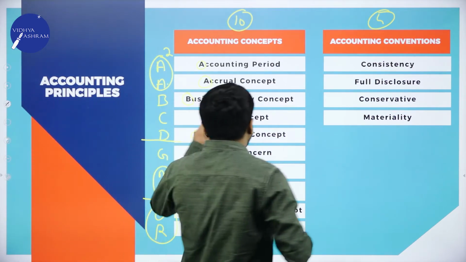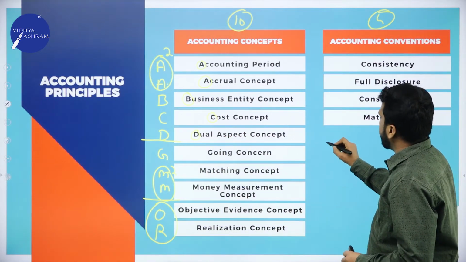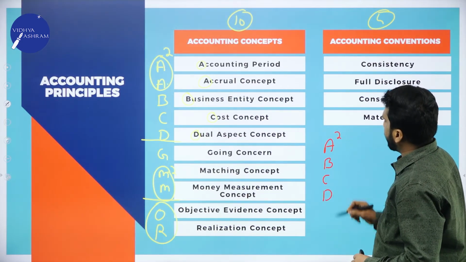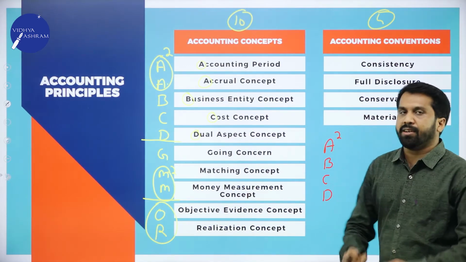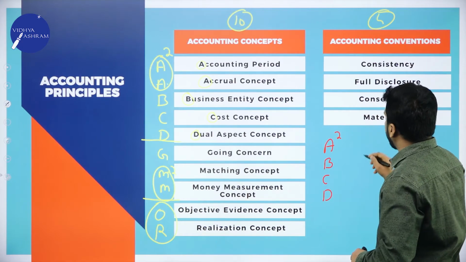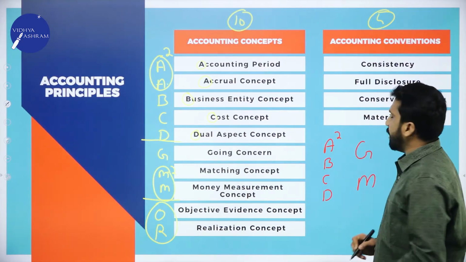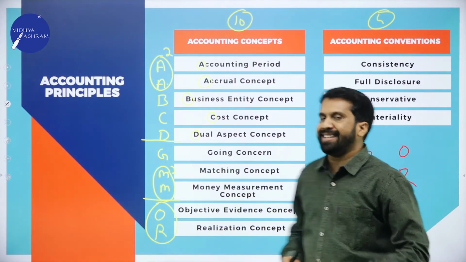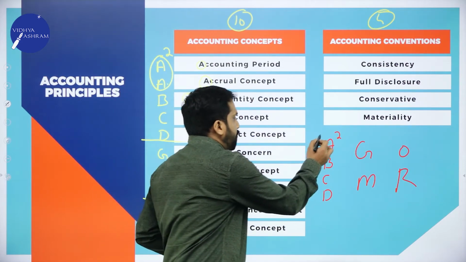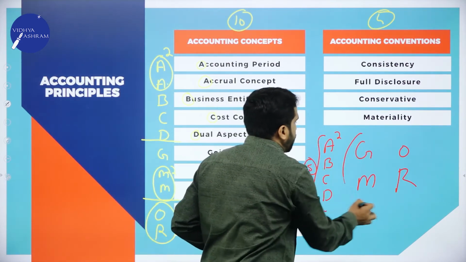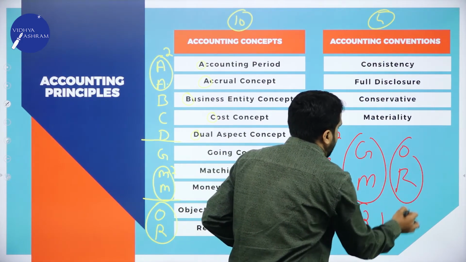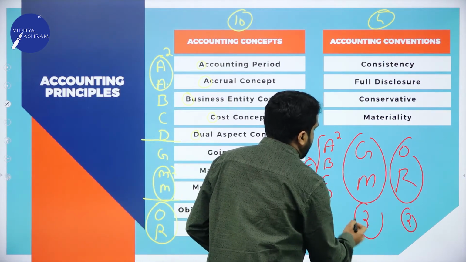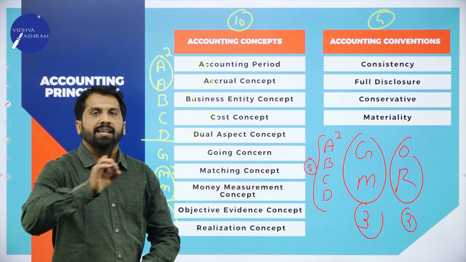Now again I'll come back to this. What is the first one? A, B, C, D, A square. So 1, 2, 3, 4, 5 concepts are over. What is the second part? G, M, your second part is also over. What is the last part? The last part is OR. So we have 5 concepts, 3 concepts, and 2 concepts. Total how many concepts are there? 5 plus 3 plus 2, we got 10 concepts.